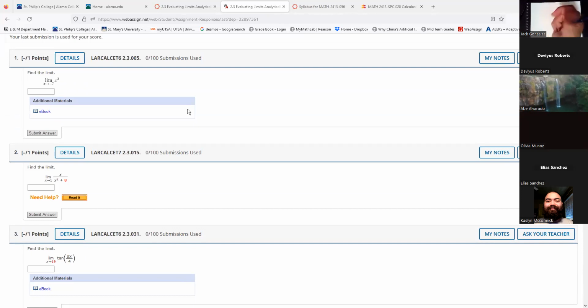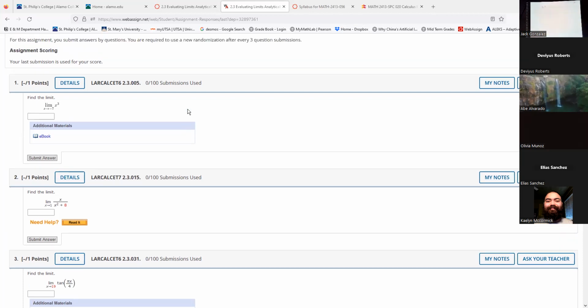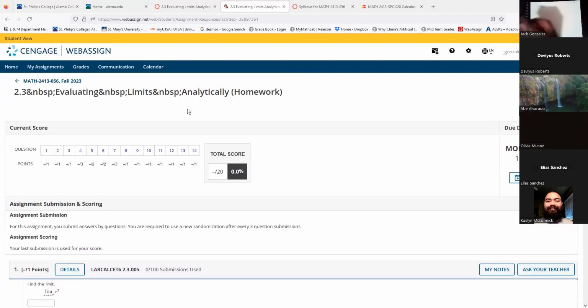So this is 2.3. So that page. Evaluating limits analytically. I think I need a new notebook.